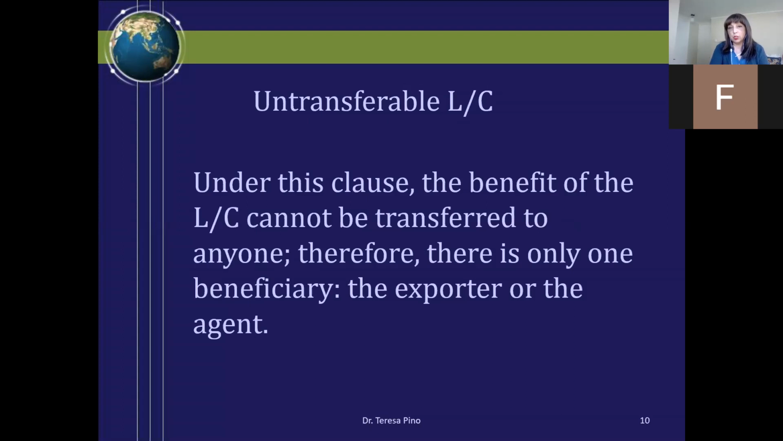Untransferable is the most common. That means that the exporter is going to receive 100% of the payment. Okay, so no portion is going to be transferred. Usually the transfers of money is up to 20% or 25%, no more than that.